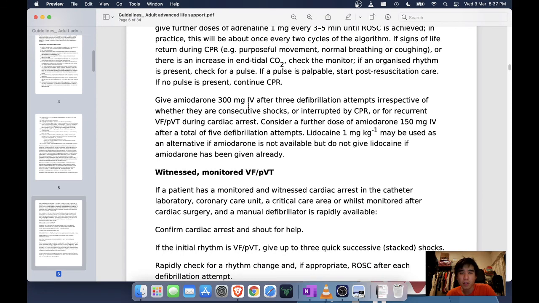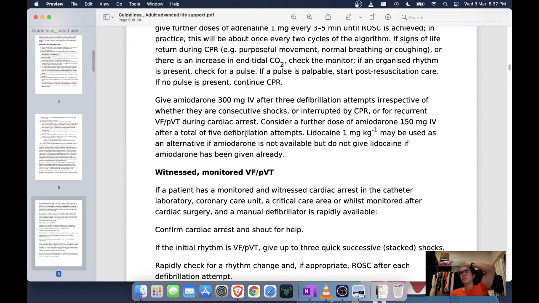Give amiodarone 300 mg IV after 3 defibrillation attempts, irrespective of whether they are consecutive shocks or interrupted by CPR, or for recurrent VF or VT during cardiac arrest. Consider a further dose of amiodarone 150 mg IV after a total of 5 defibrillations.